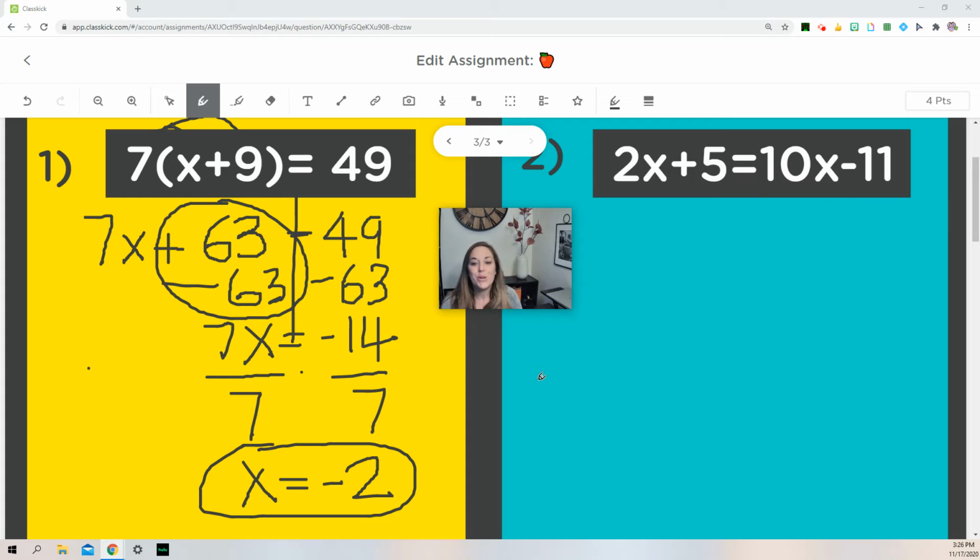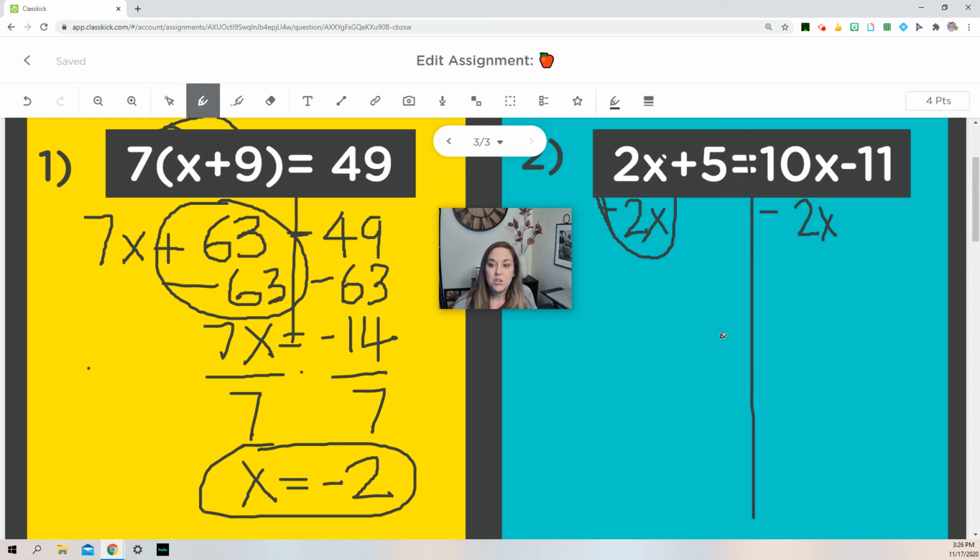All right, for number 2, at this point when you don't have any distributive property, you have no like terms to combine on the same side of the equation, you are going to take the smaller amount of x's and deal with that, do the inverse of that. So the smaller amount is 2x, so I'm going to subtract 2x from both sides. The reason I'm subtracting is because the 2x is positive and I want to get rid of it. I want to create a zero pair right here. So I'm going to subtract from both sides.